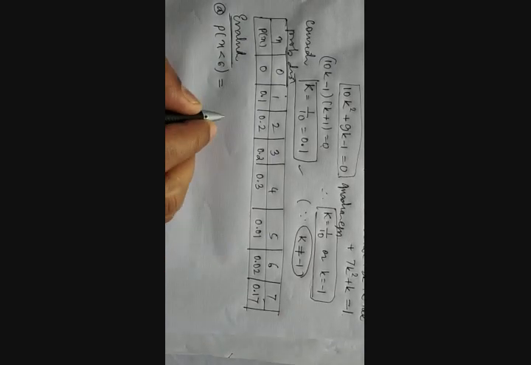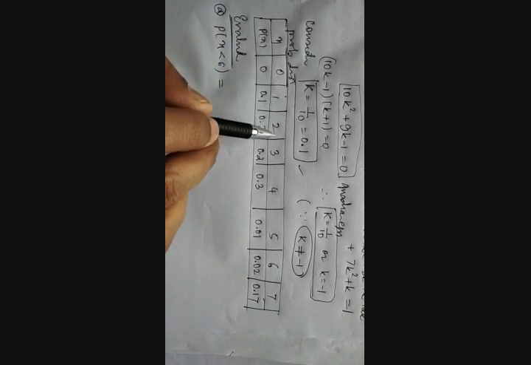Then what to do? We need to evaluate a few things. One, probability of x less than 6. Less than 6 means, you can see here, excluding 6, all previous values. As I discussed previously, there are two ways. One, you can take probability of 0 plus probability of 1 plus probability of 2 plus probability of 3 plus probability of 4 plus probability of 5, which becomes lengthy.